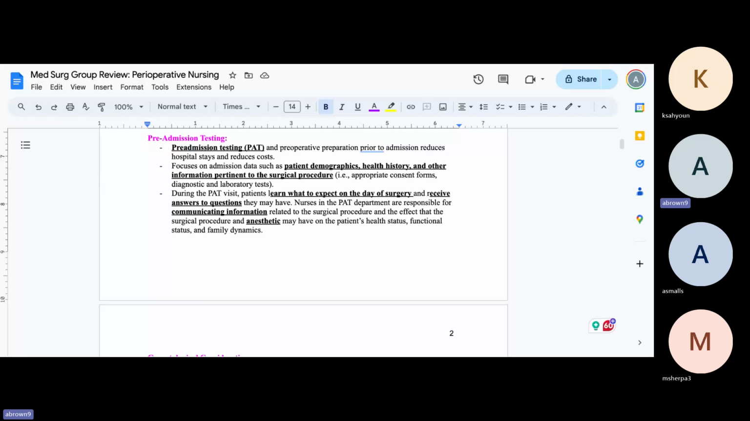the surgical procedure. So they talk about consent forms, diagnostic and laboratory tests. They may need to get blood work before surgery and things like that. So it's a bit of preparation before the day of surgery.